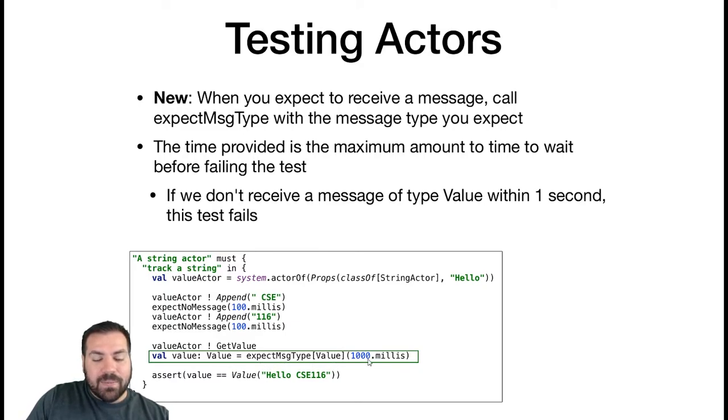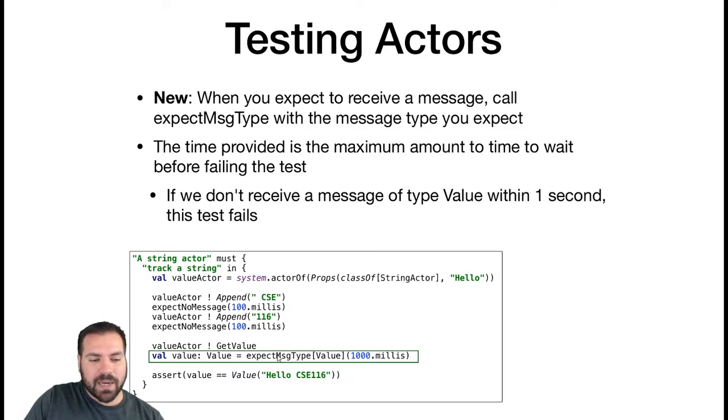When we give a time here, this is a maximum amount of time to wait. As long as we receive a message of type value within 1 second, then we're going to receive that message. This will be satisfied, and we'll store that in this value named value of type value. Go figure. So we're going to store it and then move on. If we don't receive a message within a second, this will fail.